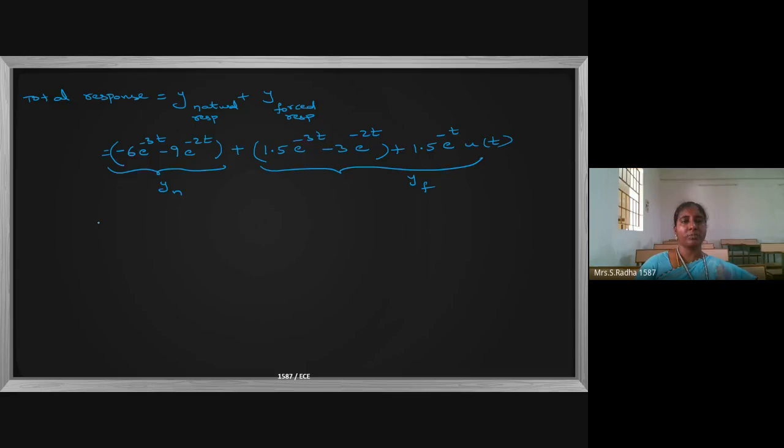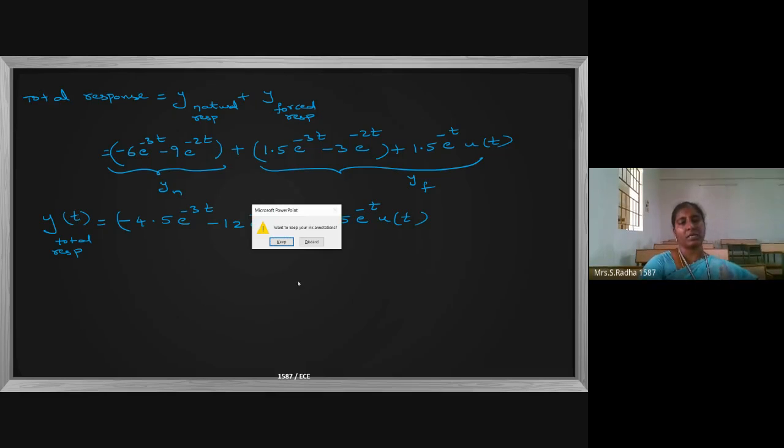You can also simplify this and show. So it becomes minus 4.5 e power minus 3t, then minus 12 e power minus 2t, and last term plus 1.5 e power minus t u of t. Wherever similar terms are there, I am just adding them. This is the total response for the given question in continuous time.